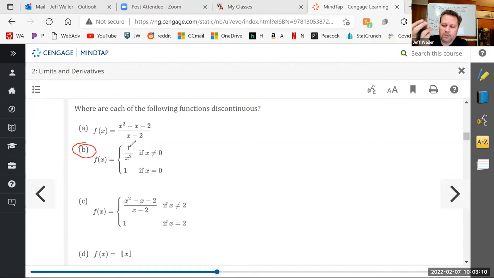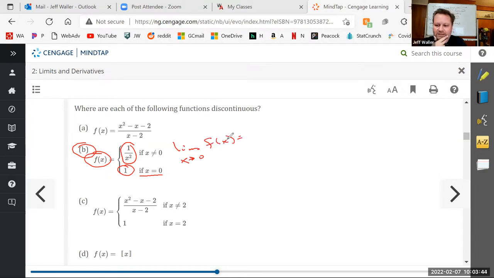Isn't that in the theorem that it's continuous? It by itself is continuous everywhere on its domain. So this is continuous, yes? This is continuous. 1 is continuous, but it's just at one point. So where's the one place that this function, which is made up of both of these things, could be discontinuous? At 0. And of course, what's the limit as x goes to 0 of f of x?